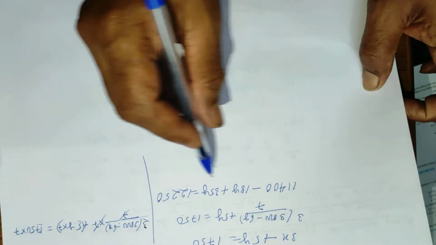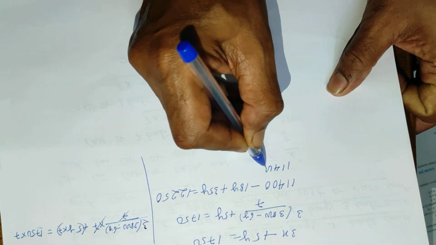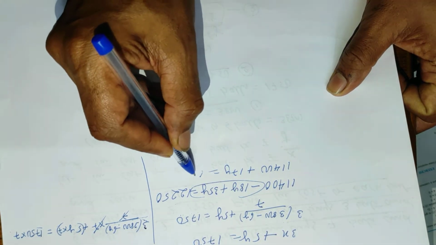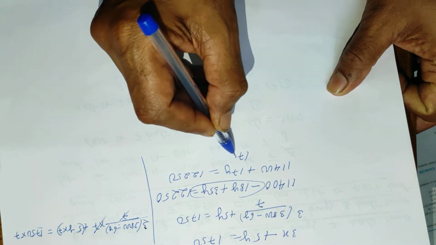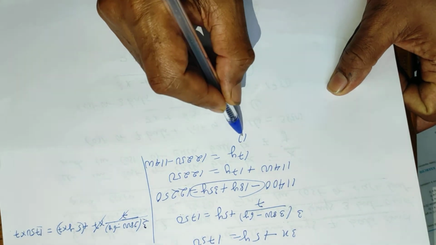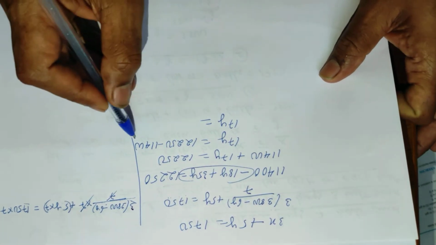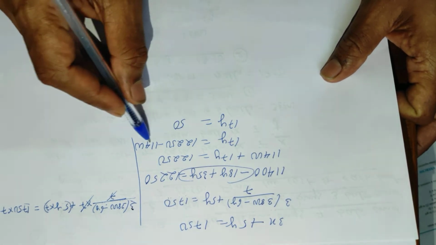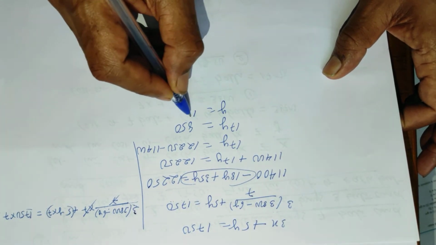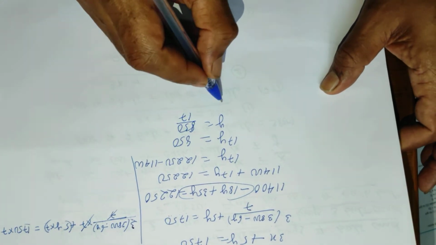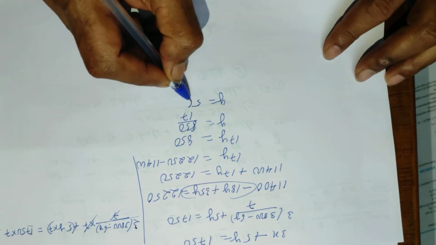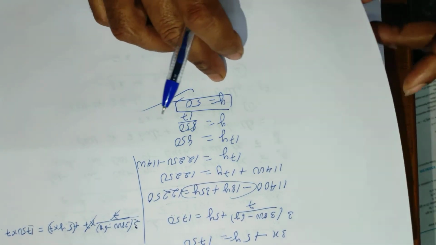That is 12,250. So 11,400 plus 17y is equal to 12,250. 17y is equal to 12,250 minus 11,400. 17y is equal to 850. So y is equal to 850 by 17. y is equal to 50.